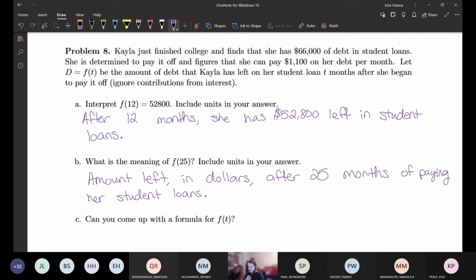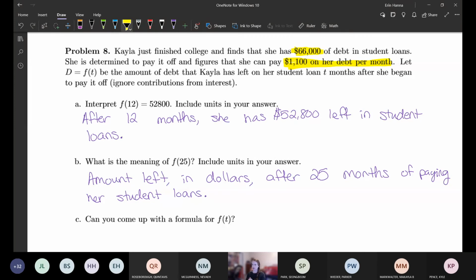Then we're asked to see if we can come up with a formula for f of t. If we go back to the original statement of the problem, there are two pieces of information which really tell us how we can set this up. She starts with the 66,000, and every month she takes off essentially $1,100. It's consistent, not changing over time, always $1,100 every single month.